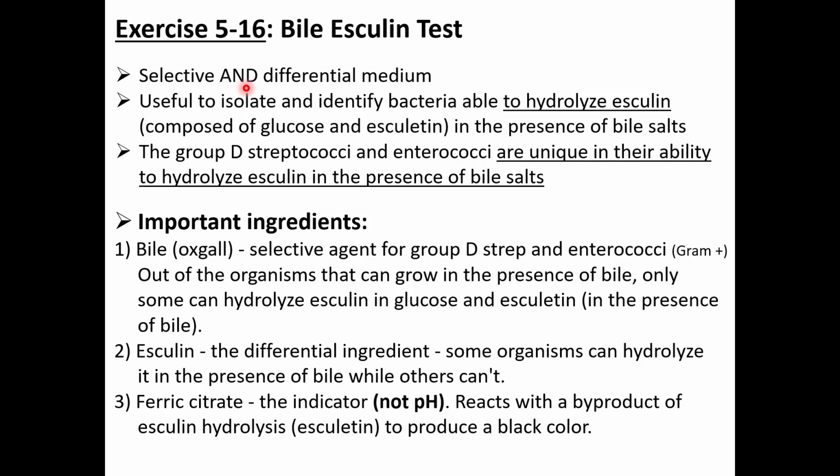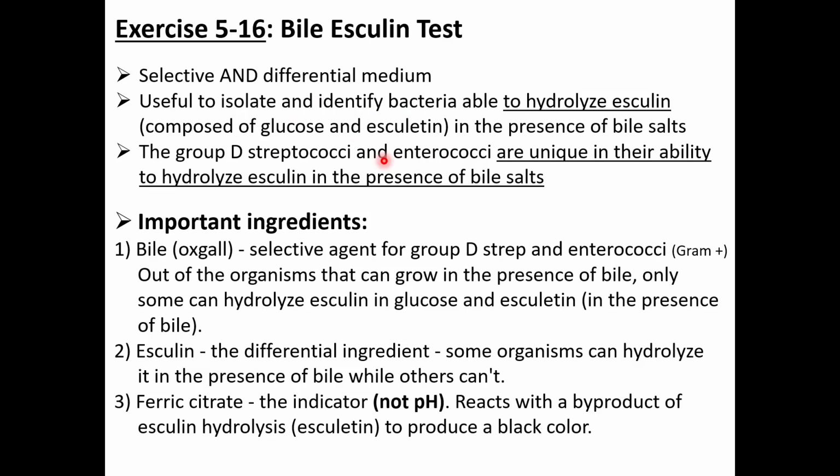So this is the only medium today that would be selective and differential. This medium is used to isolate and identify bacteria that are able to break down, hydrolyze esculin. So esculin is a compound made of glucose and esculetin.